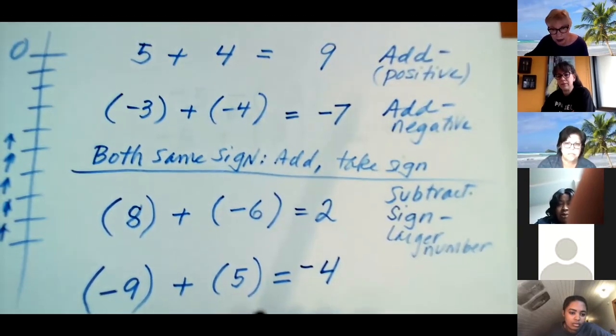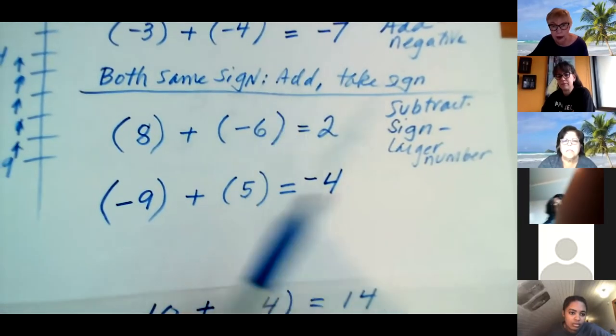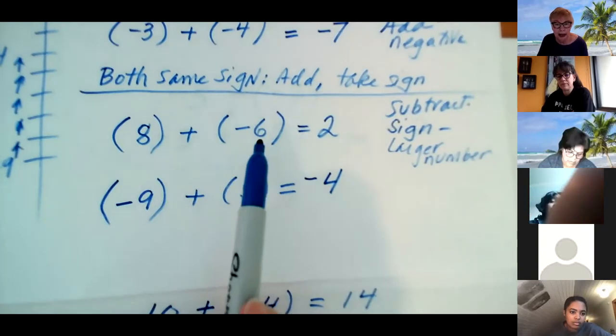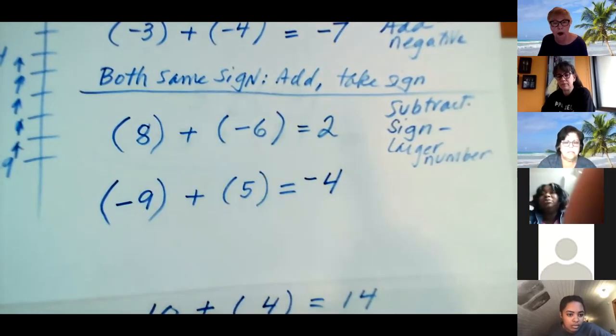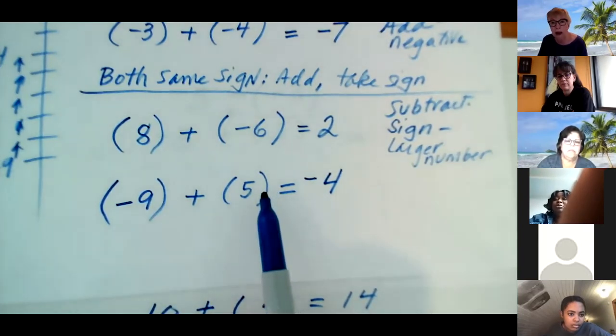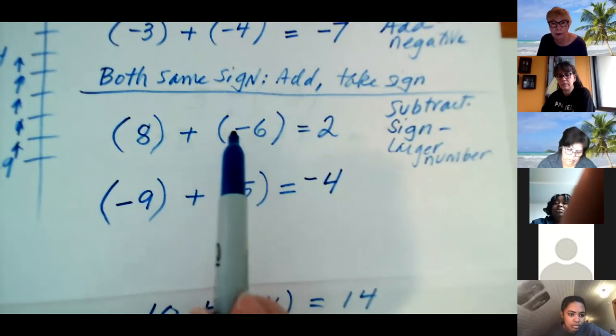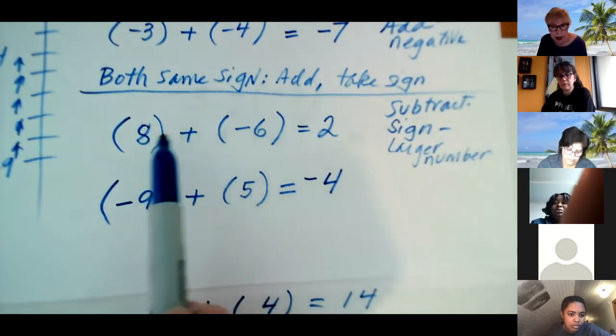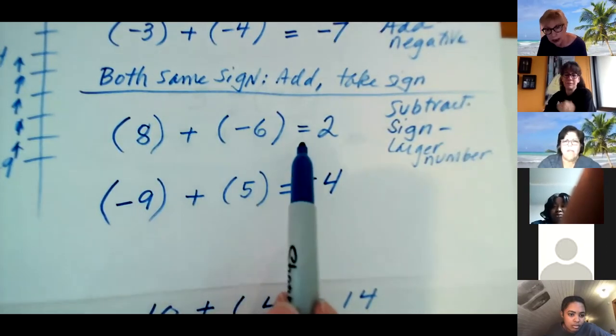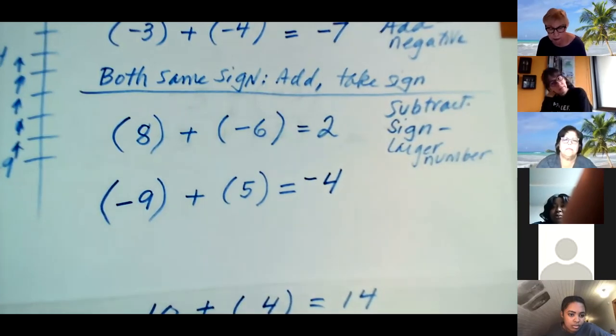On the other hand, if the two numbers you're adding are opposite signs, one positive, one negative, like these two, then you end up subtracting their absolute values. 8 take away 6 is 2, and take the sign of the larger.